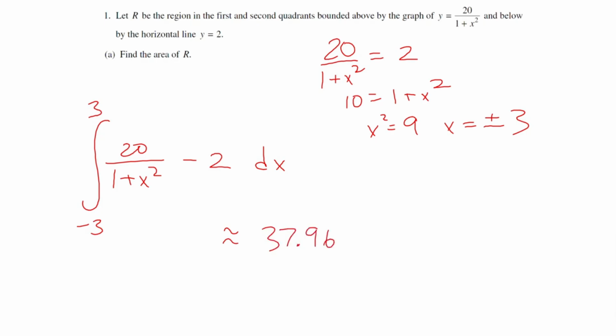And that question, part A there, was worth 3 points: 1 for finding these correct limits, 1 for the integrand setup, and 1 for the final answer.